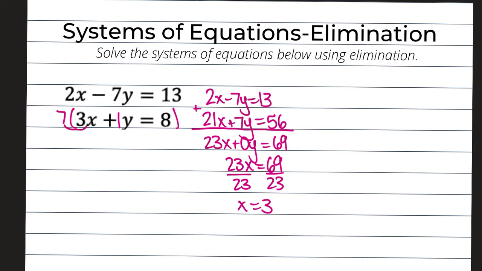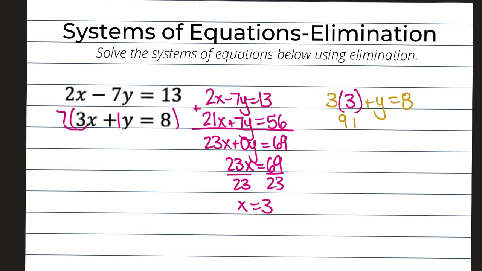Now remember, your answer should always be a point, the x value, then the y value. We have the x value, so we need to plug that into either of the original equations to find y. If I'm looking at it, that bottom equation looks a little bit easier because we are not going to have to divide by anything in front of y since it's 1y. So I'm going to plug that 3 into the bottom equation where I see x. And so that gives us 3 times 3 plus y equals 8. And we're going to need to multiply.